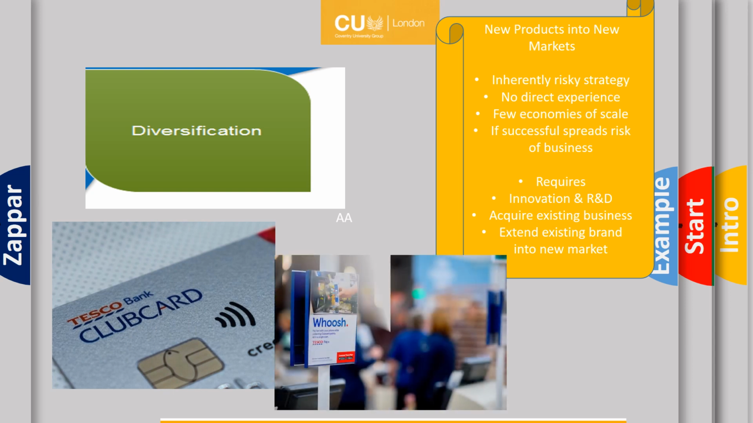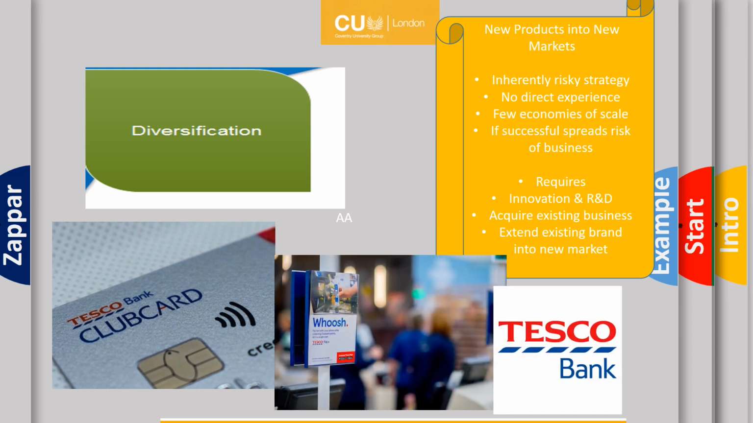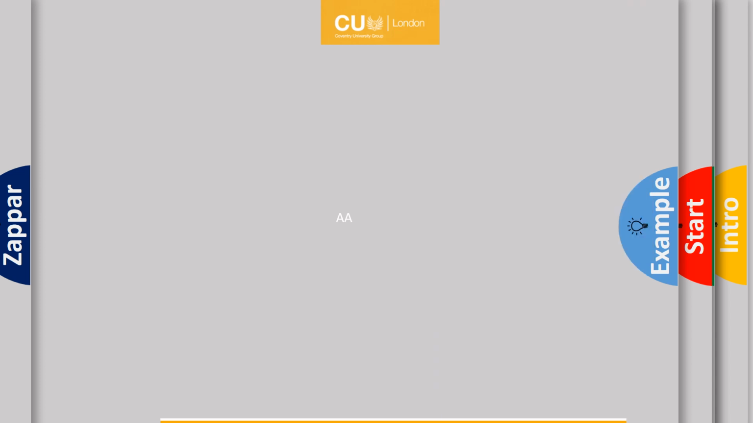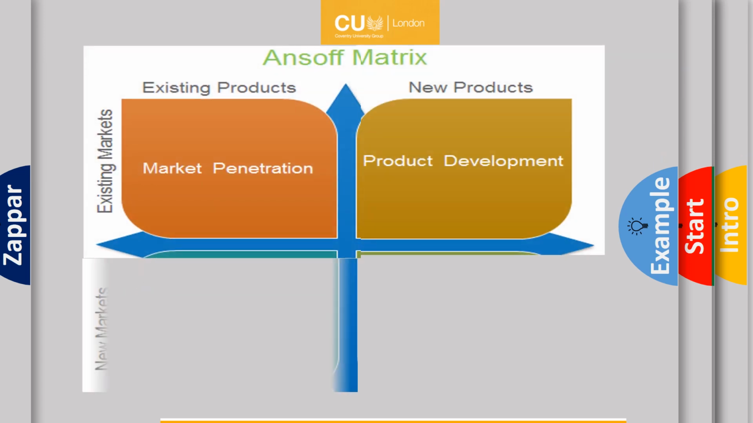So we can see that Tesco's have introduced Tesco's mortgages, Tesco's credit cards, Tesco's insurance. So they've introduced new products into new markets. And here we can see the Ansoff model complete in its entirety: market penetration, product development, market development, and diversification.